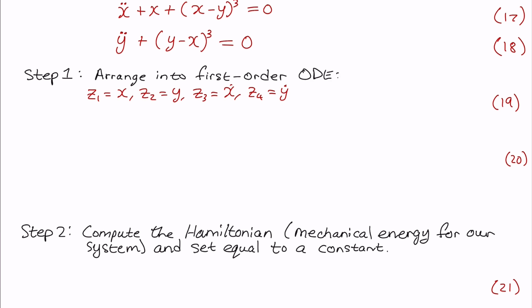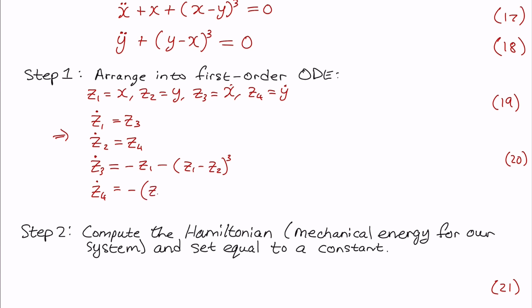From there, we will get the following: z1 dot is equal to z3, z2 dot is equal to z4, z3 dot, this is our equation of motion for x, it's going to be equal to minus z1 minus the quantity z1 minus z2 cubed, and then z4 dot is going to be equal to minus the quantity z2 minus z1, that quantity cubed.